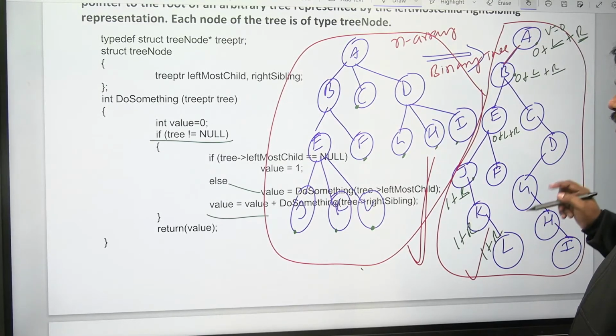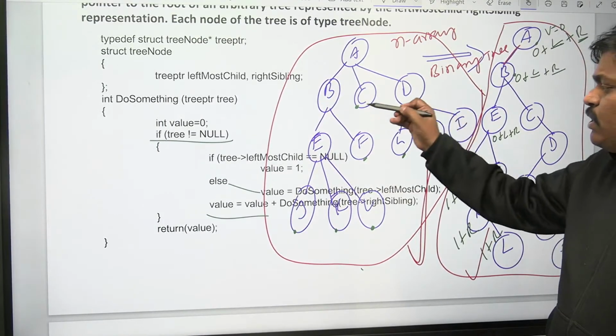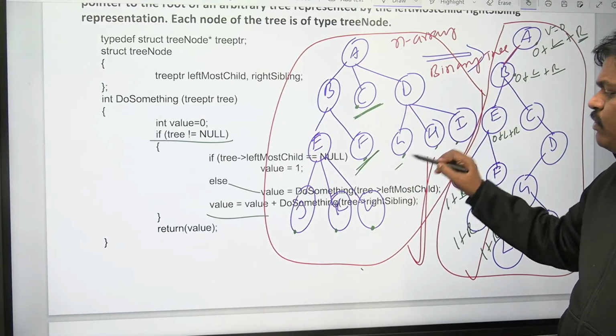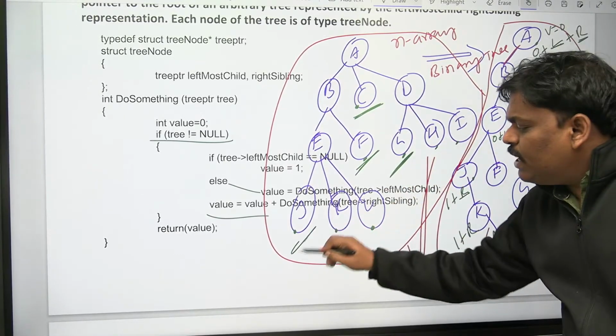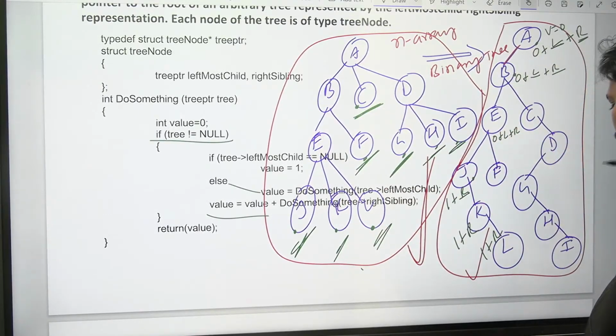Do you believe or not? Left not there is returning 1. Left not there means leaf node. Like that he is counting. I think he is counting leaf nodes, but anyhow I will check.